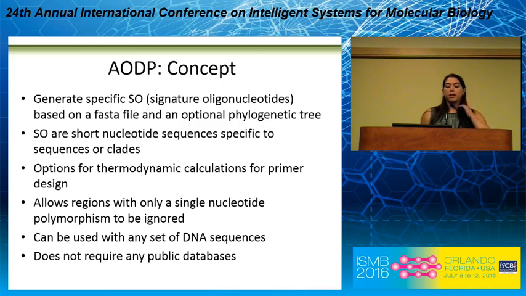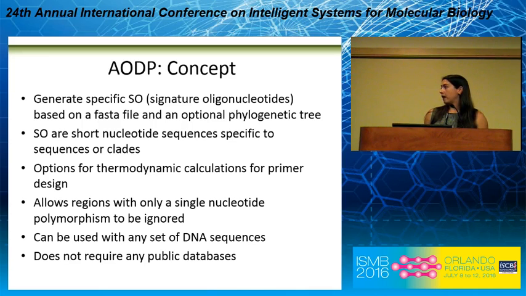So the concept for AODP is that we generate signature oligonucleotides, or SOs, based on a FASTA and a phylogenetic tree. These SOs are short nucleotide sequences. They're specific to either sequences or clades within a tree. So this means they can be specific for several sequences, a taxonomic group, and various levels of resolution. And we've also incorporated options for thermodynamic calculations. And this allows these signature oligonucleotides to be used for primer design.